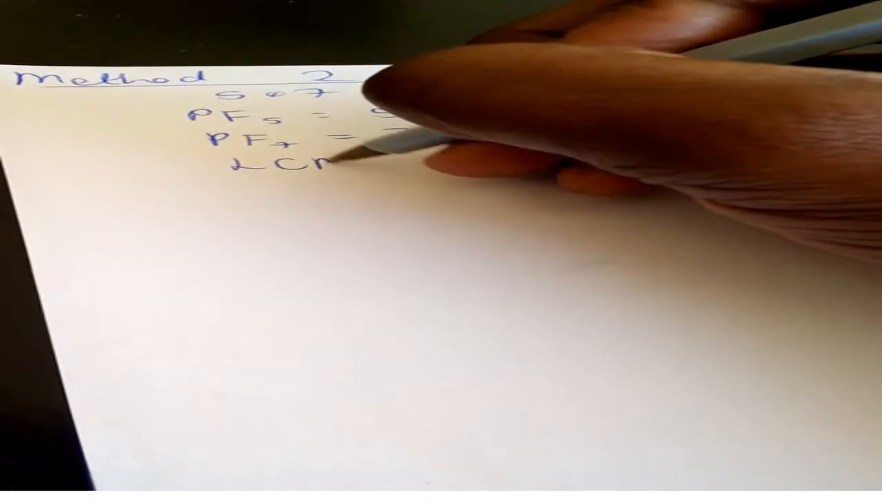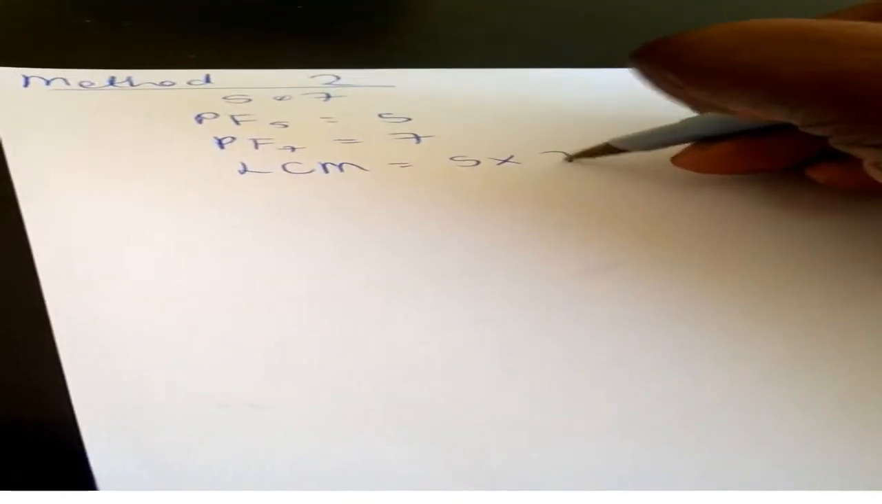You know from our lesson on how to find factors and prime factors of numbers that 5 and 7 are both prime numbers, so they only have 1 prime factor each. So 5 has 1 prime factor, which is 5, and 7 has 1 prime factor, which is 7. So according to our method, we write it like this: the lowest common multiple is equal to 5 times 7. The lowest common multiple being the product of the two numbers, which is equal to 35.